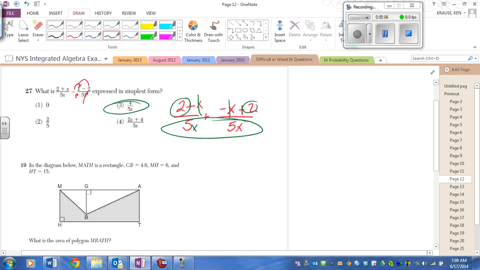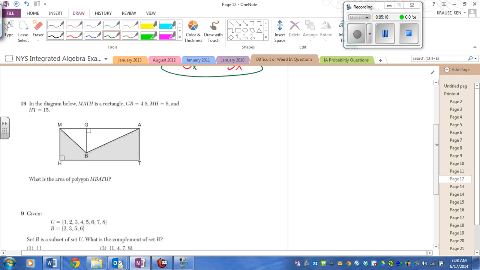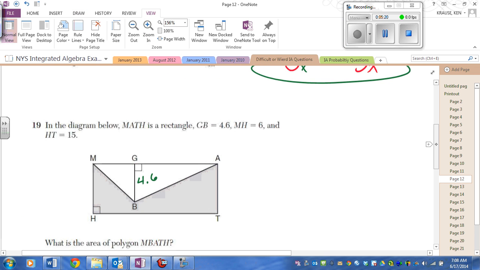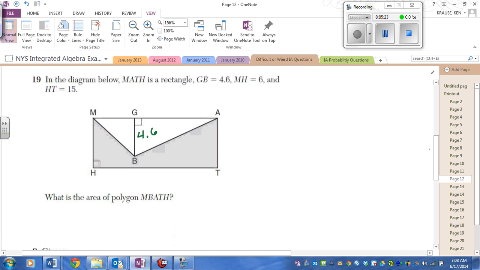And of course, you can use the store feature and check that one and make sure it's right, but it is. Alright, I'm going to do this trying to make this a little bit more difficult. Let's just get this bigger. GB equals 4.6. MH equals 6. So this is a rectangle, so this is 6. And HT is 15.